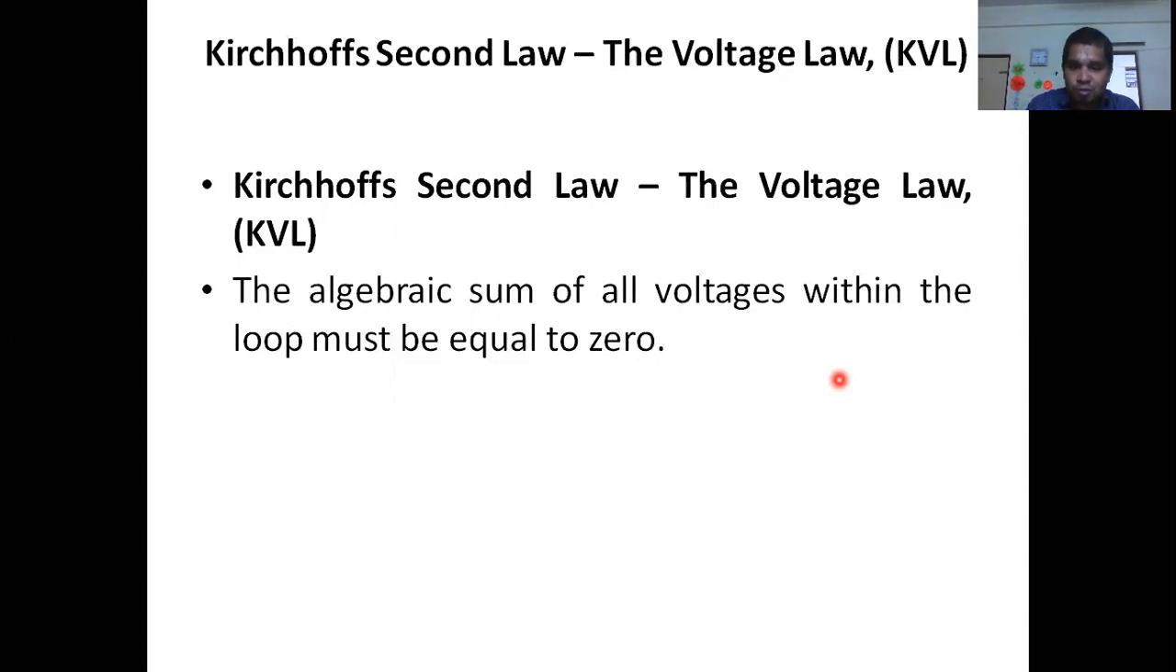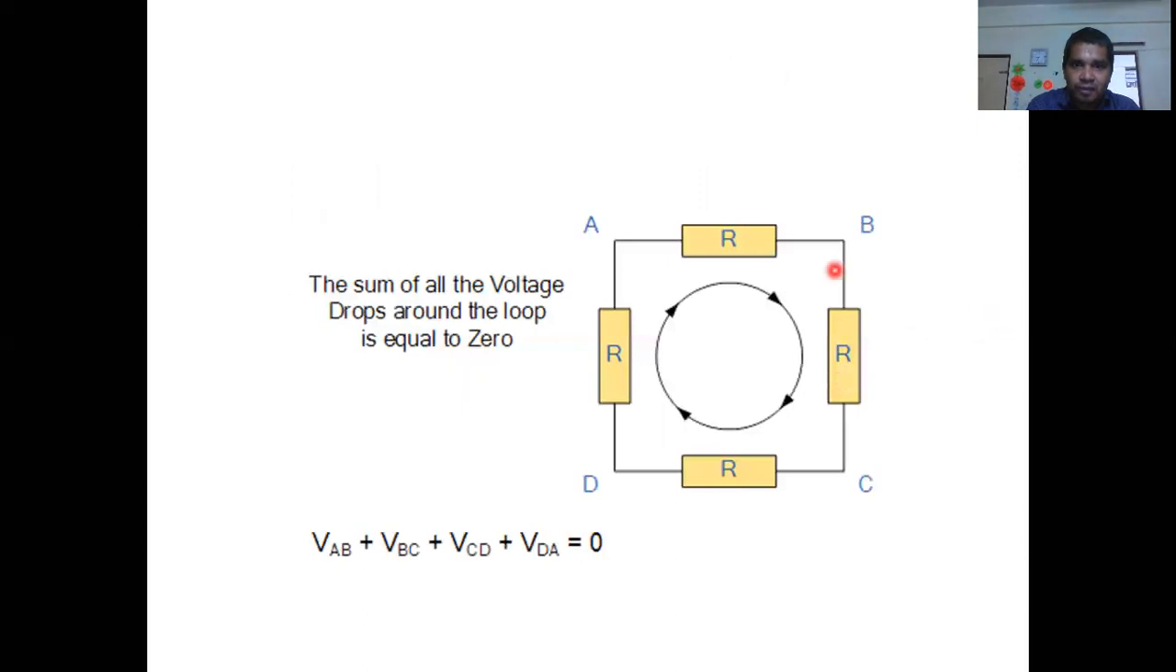Within a loop. So what is a loop? We see, this is a loop, a closed path. Loop is nothing but a closed path, and I have 4 different resistors connected one after another. It is called a series connection. So the loop is made if the elements are connected in series, one after another. If it is connected in series, then it is called a loop.